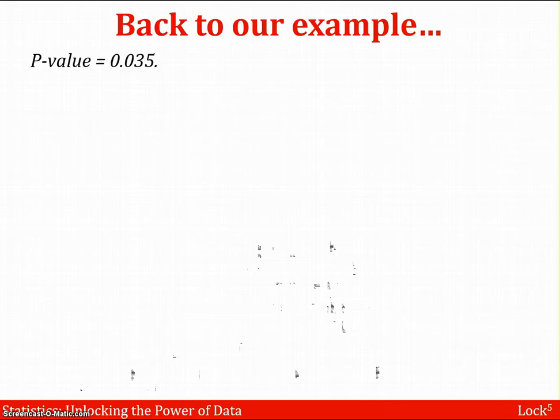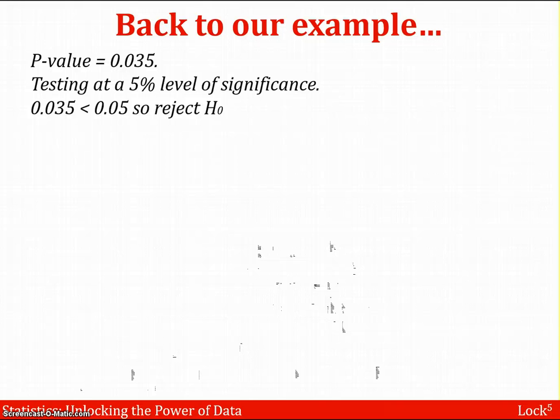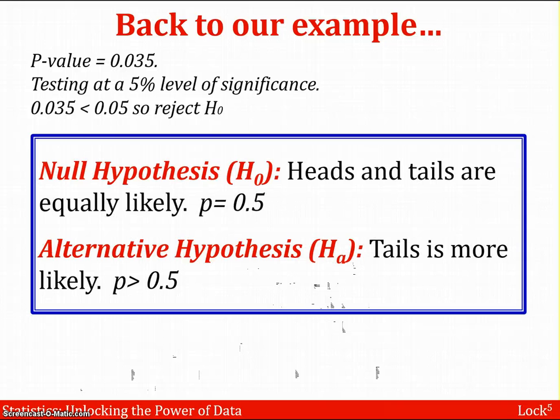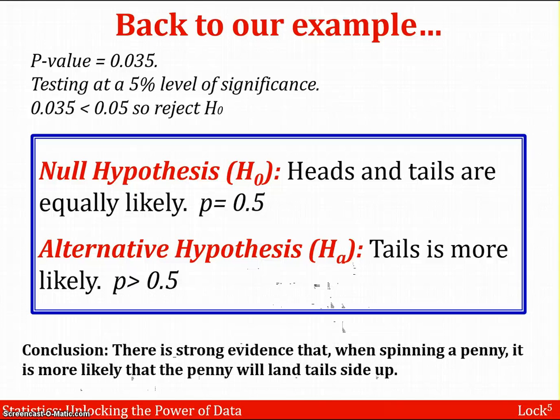So back to our example. In our example, we had a p-value of 0.035. If we use a 5% level of significance, our p-value is less than 5%, so we reject the null hypothesis. Remember, our null hypothesis was that heads and tails are equally likely. We've rejected that null hypothesis and have strong evidence in favor of the alternative, that tails is more likely. So we can conclude that there is strong evidence that when spinning a penny, it is more likely that the penny will land tail side up.